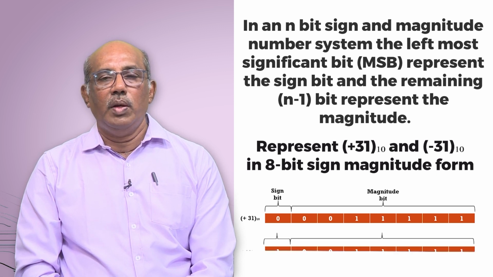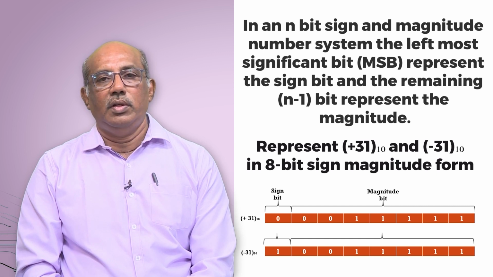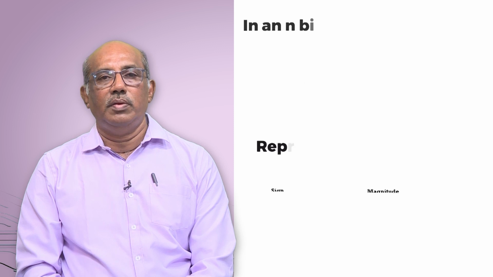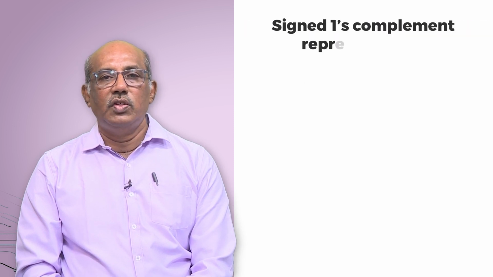Similarly, to represent the decimal number minus 31, what will we do? The most significant bit being minus, we will put the sign bit as 1 to represent that the number is a negative number, and the remaining n minus 1 bits represent the magnitude of 31, that is the decimal number 31.